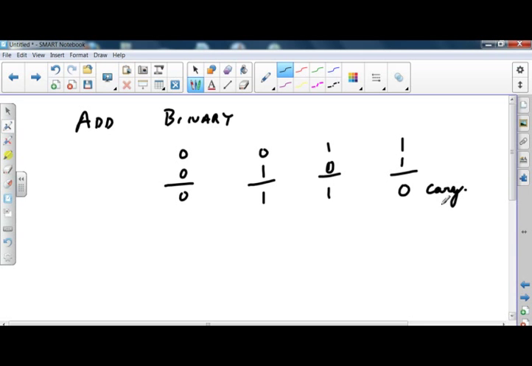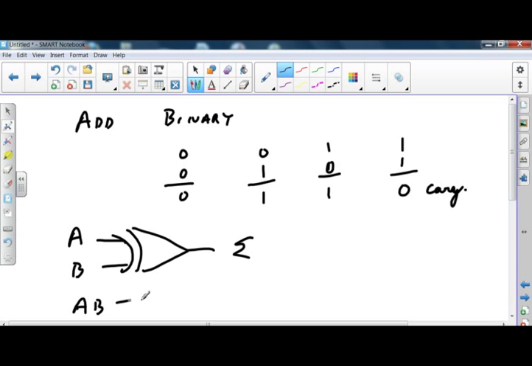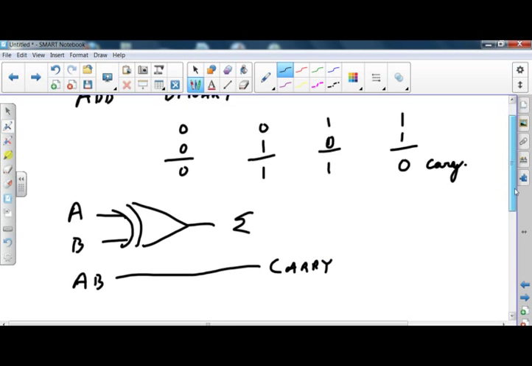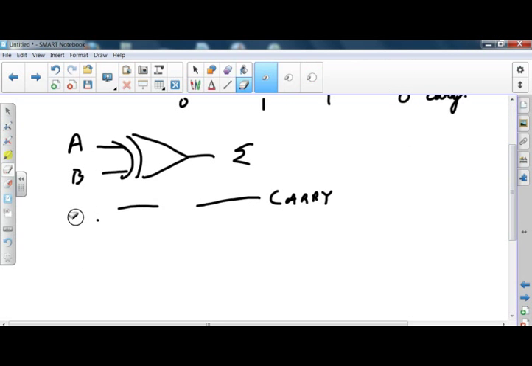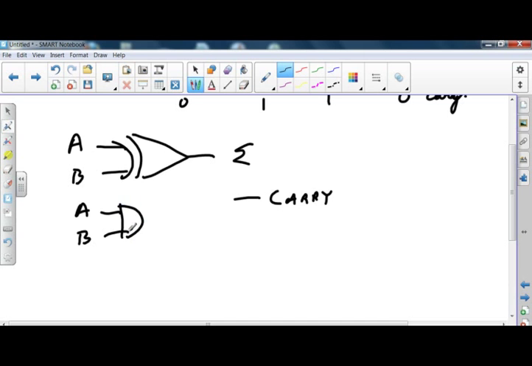So if I'm doing a binary add, I'm taking A, B, and sending it through an exclusive OR to get the summation. And I'm taking A, B, through an AND gate, and sending that over here to my carry. So when I'm adding in binary, I'm using an exclusive OR to find the summation, and I'm using an AND gate to find the carry bit.